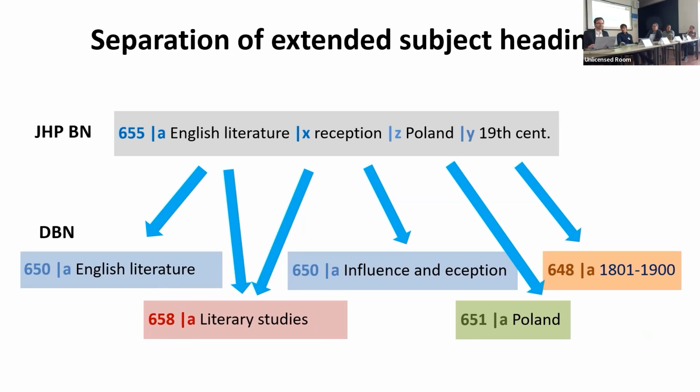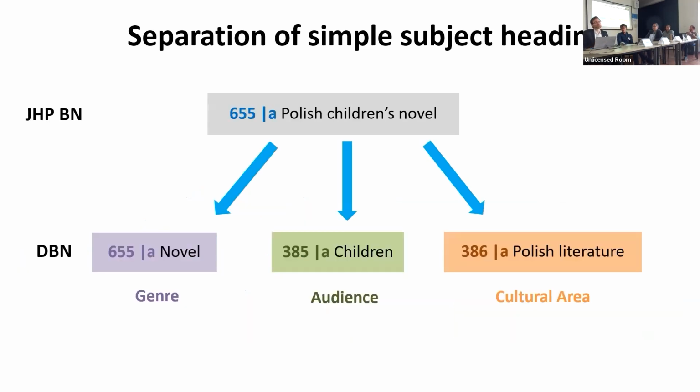Transition involves not only separation of extended subject headings, but also separation of simple ones, because some of them were in fact expressing more than one feature, 2 or 3 even. For example, the genre heading Polish children's novel, so novel for children. That kind of heading was separated into genre descriptor, novel, audience descriptor, children, and cultural area descriptor, Polish literature.